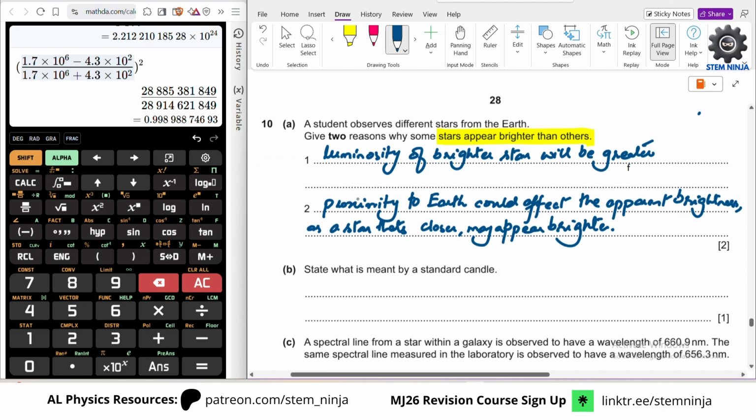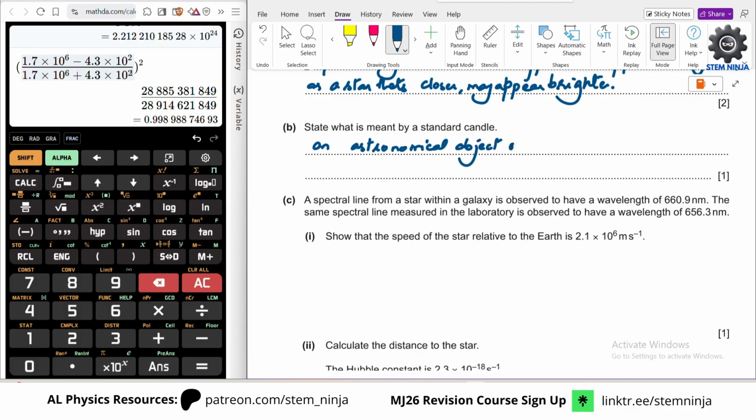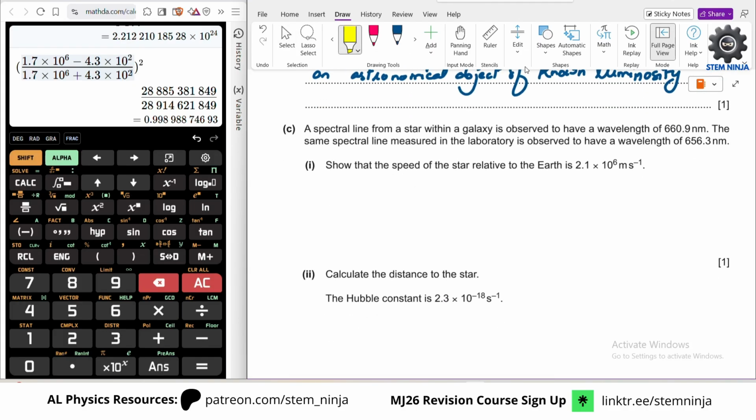Okay, alright. State what is meant by a standard candle. A very common definition: an astronomical object of known luminosity. Okay. A spectral line from a star within a galaxy is observed to have a wavelength of 660.9 nanometers. The same spectral line measured in laboratory is observed to have a wavelength of this. Show that the speed of the star relative to the Earth is this.